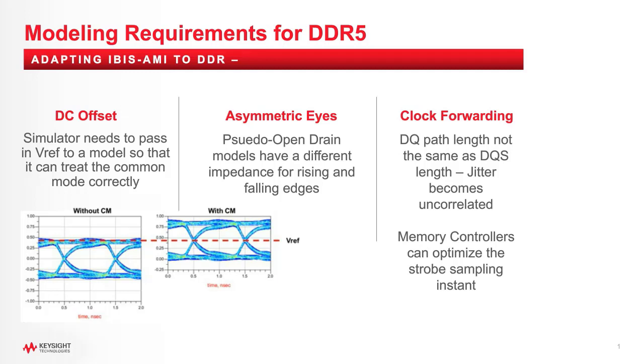But the difficulty is that IBIS AMI was always designed for differential signals, not single-ended signals like we find in DDR. So there are some aspects, like DC offset, for instance, that are not part of the IBIS AMI spec to date. And what we need to do is evolve the standard so that these models can pass in the VREF into the model, so that inside the equalization they can use that VREF for performing some of their equalization and passing out a signal that is correctly scaled with the right voltage swing.